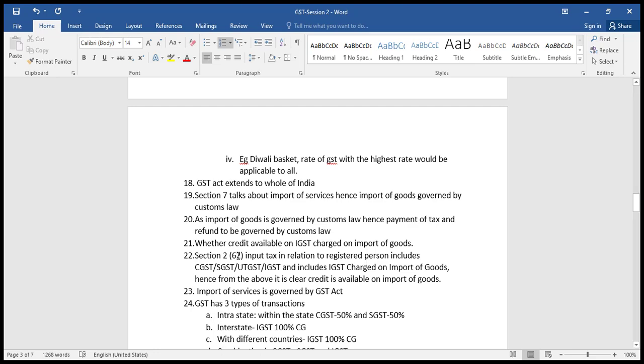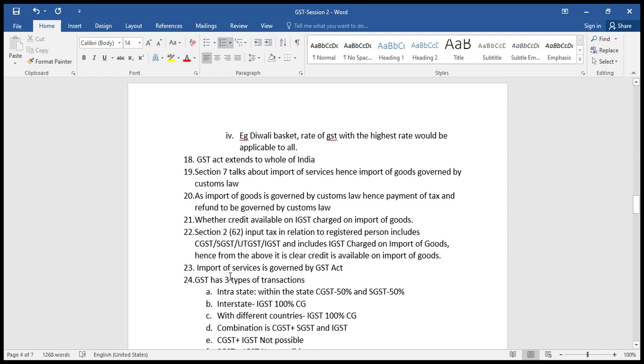Section 2(62): input tax in relation to a registered person includes CGST, SGST, UTGST, IGST, and includes IGST charged on import of goods. Hence, from the above, it is clear that credit is available on import of goods. Import of services is governed by the GST Act.